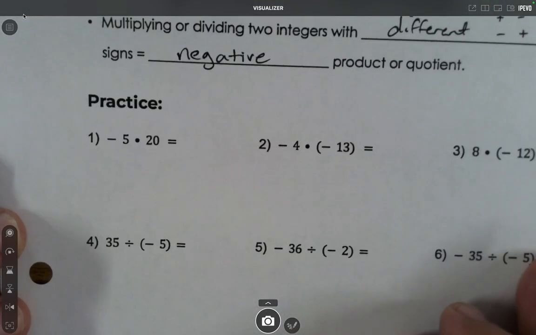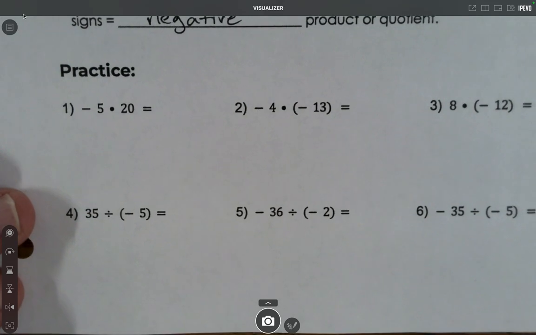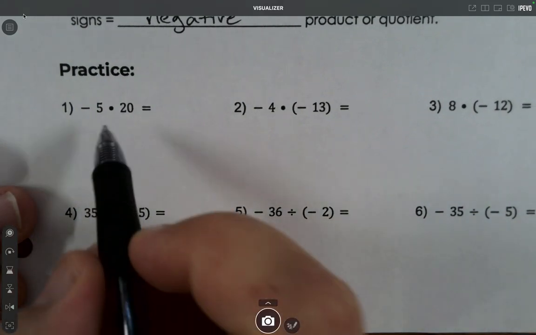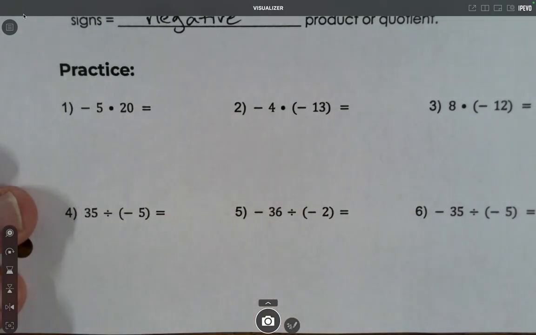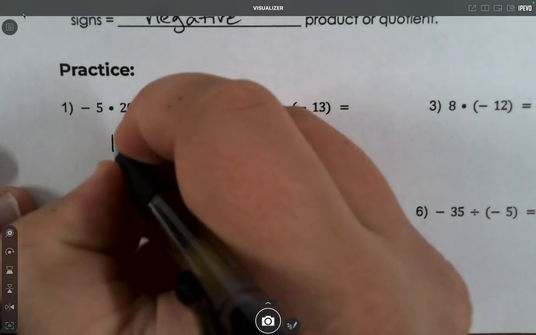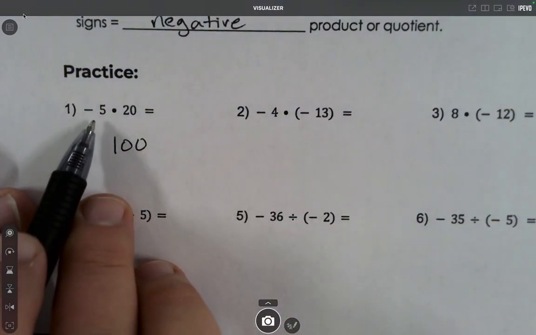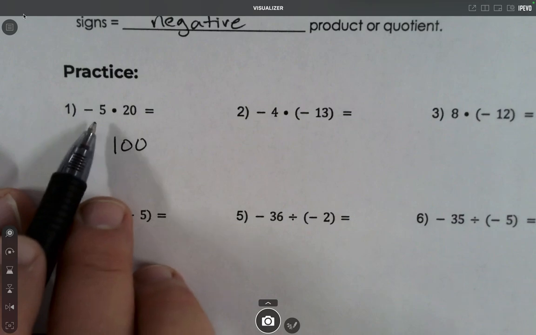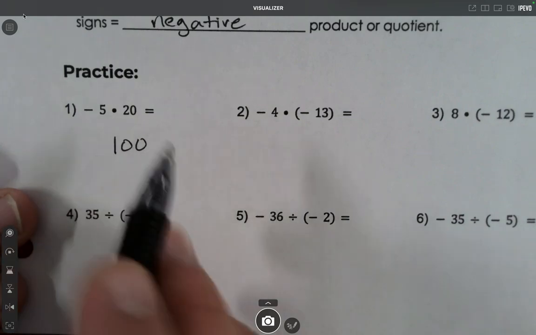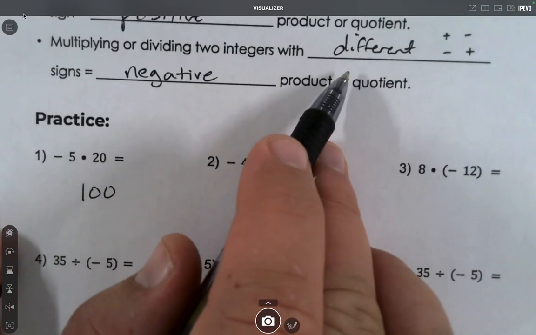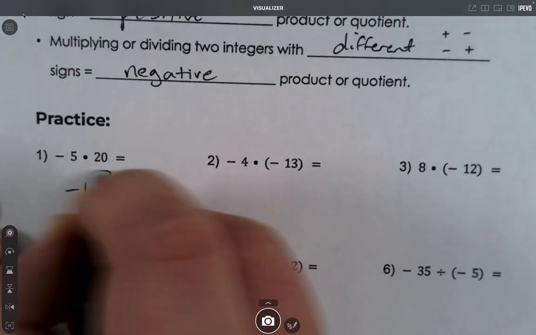Okay, so here we go. 5 times 20. So first step, we can just say, let's multiply the numbers together. 5 times 20 is 100. Then I need to look. Are the signs the same? No. The signs are different. I have a negative and a positive. So when the signs are different, the answer is negative.